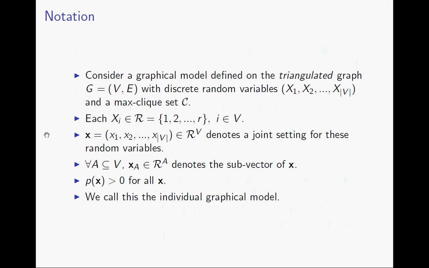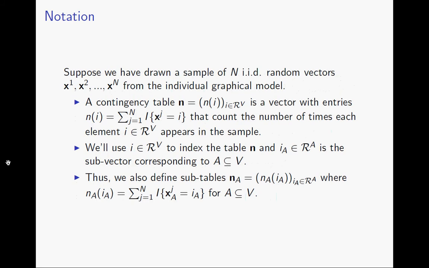Some notation. Consider a graphical model defined on the triangulated graph G with a discrete random variable set V and a max clique set C. Each x_i is in the domain 1 to r, where i is a subset of V, and little bold-faced x is a joint setting for these random variables. For any subset A of the node set, little x sub A is a subvector of x. We assume that for any joint setting of these random variables, the probability is greater than 0 for all x. We call this model the individual graphical model.